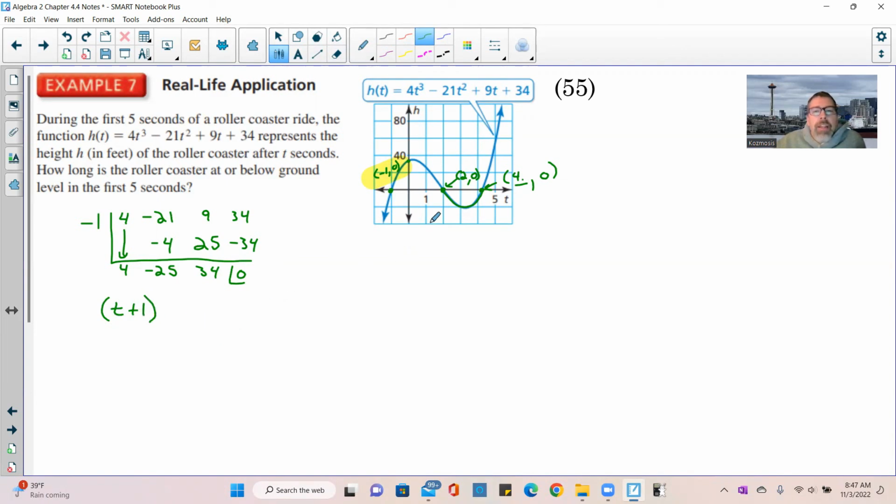Okay, now I'm going to check the second one. So it is 2. My k is 2. So I put 2 and do my synthetic division thingy with 4, -21, 9, 34. Bring down your first term. 2 times 4 is 8. -21 plus 8 is -13. 2 times -13 is -26.